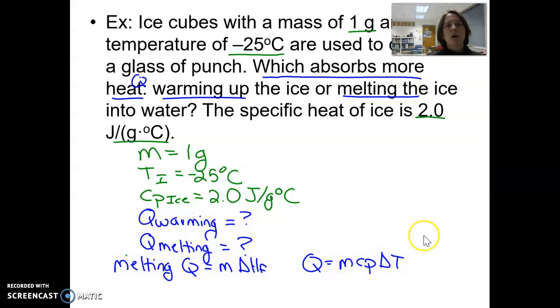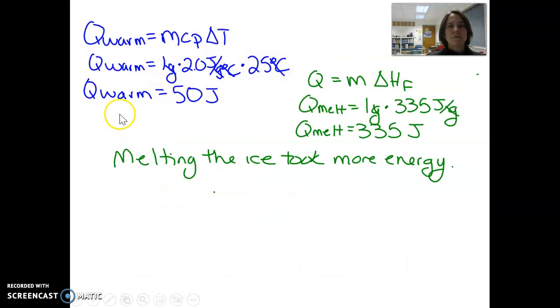Okay, if you remember in Part 5 we were going over a phase change problem and we had to decide which absorbed more heat. Where was our Q higher? When the ice was warming up from negative 25 degrees Celsius to 0, or melting? And so then we solved for the heat equation, Q equals mCp delta T, and we found out it only takes 50 joules to warm 1 gram of ice from negative 25 to 0 degrees.